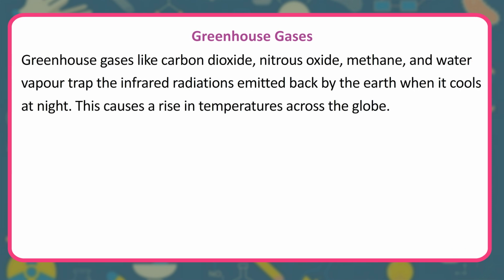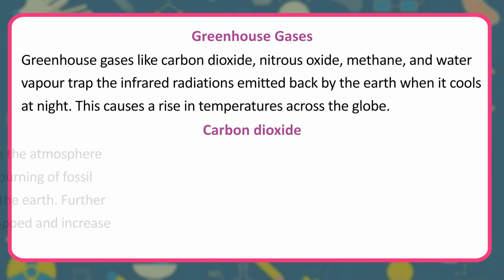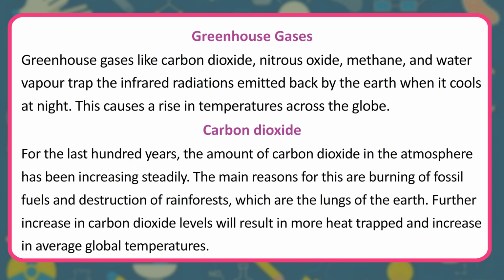Greenhouse gases. Greenhouse gases like carbon dioxide, nitrous oxide, methane, and water vapor trap the infrared radiations emitted back by the Earth when it cools at night. This causes a rise in temperatures across the globe. Carbon dioxide. For the last 100 years, the amount of carbon dioxide in the atmosphere has been increasing steadily. The main reasons for this are burning of fossil fuels and destruction of rainforests, which are the lungs of the Earth. Further increase in carbon dioxide levels will result in more heat trapped and increase in average global temperatures.